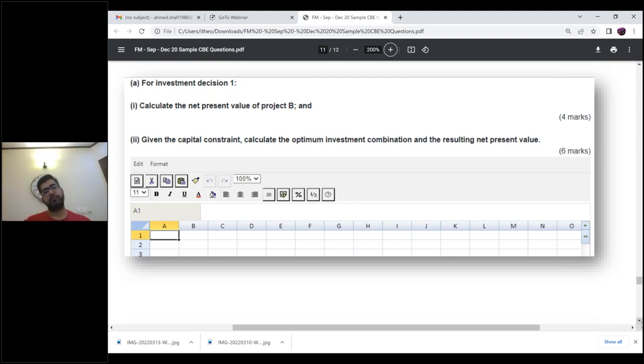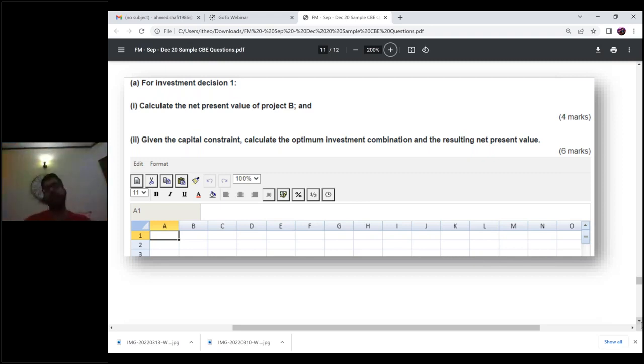So first you need to calculate the NPV of B, 4 marks. Given the capital constraint, calculate the optimum combination, 6 marks. 10 marks is this requirement, and read the requirement again.